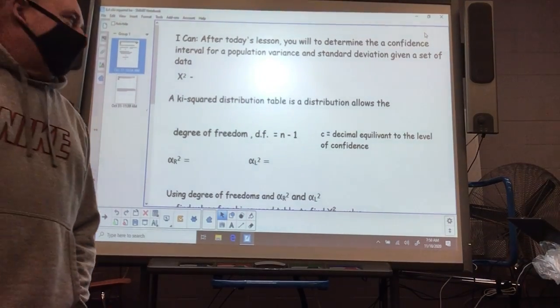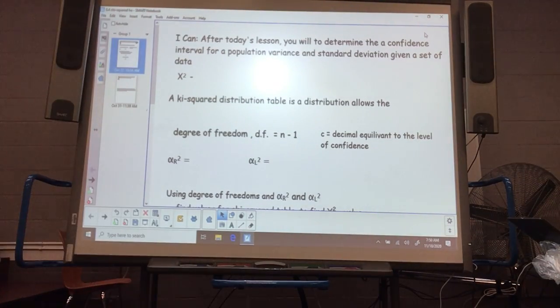So when dealing with variance and standard deviation, we can also do a confidence interval with the variance and standard deviation. Okay? On the back side of your t-table that I handed out to you, you have what is called a chi-square table.